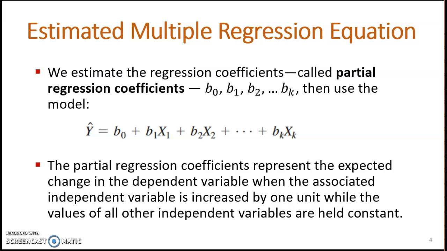The partial regression coefficient represents the expected change in the dependent variable when the associated independent variable is increased by 1 unit, while the values of all other independent variables are held constant.